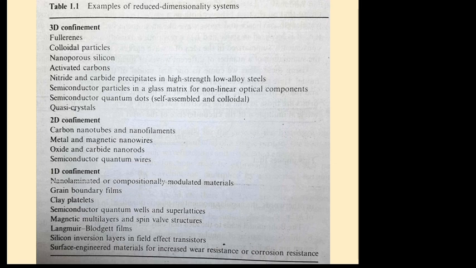So basically a porous assembly is there. Each and every individual size of the porous region is definitely nano, but they are in the assembled form, so they will be put into the class of a three-dimensional nanomaterial. Carbon nanotubes, nanofilaments, metal, these all are two-dimensional. Nano composites and materials, grain boundaries, film, clay pellets, semiconductor, magnetic materials, Langmuir-Blodgett film.